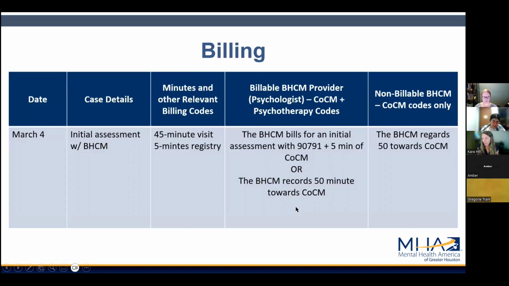So if, for this visit only, you spend 45 minutes with the patient and 5 minutes in the registry, you have some options here, and it depends on your licensure, right? If you're a licensed clinician, you have some options, and you should look at what is most reimbursable for you. You can do an initial assessment under the 90791, those specialty mental health codes, for the time you spent in the visit with the patient. Or, because you're doing this initial assessment, you get to mark 5 minutes towards collaborative care. Or if you're not licensed, and if you choose to do 50 minutes under CoCM, you can do that.